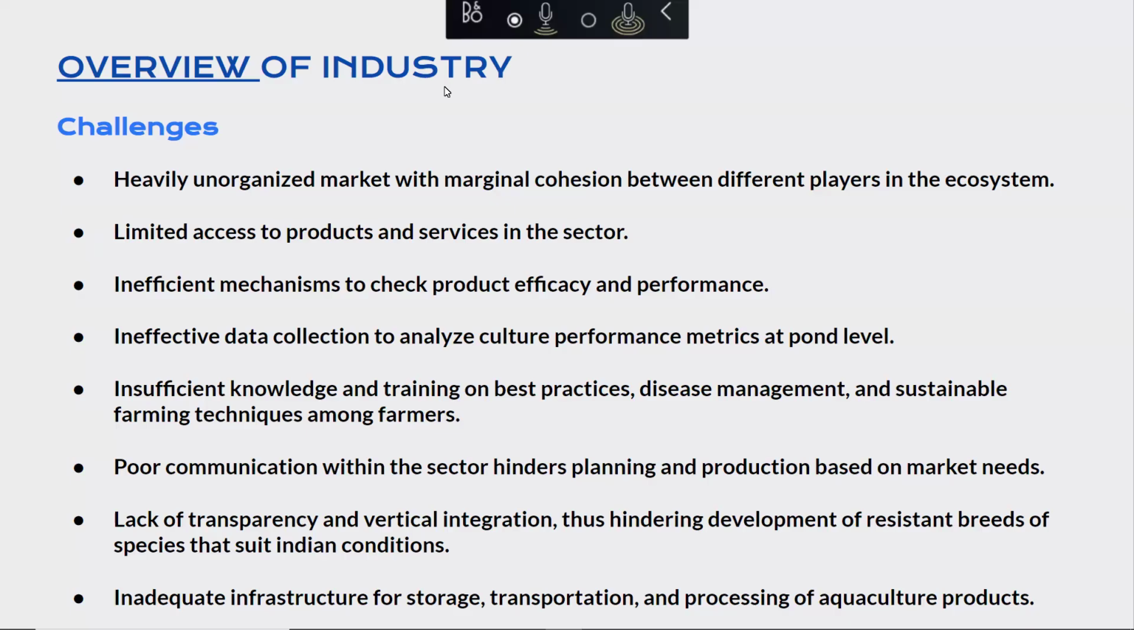Someday 40 count is good, someday 80 count is good. He never has any information regarding this. This gap in knowledge, gap in communication hinders his planning, production, and it doesn't make it profitable.